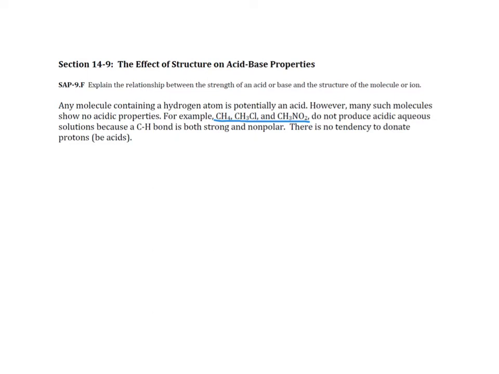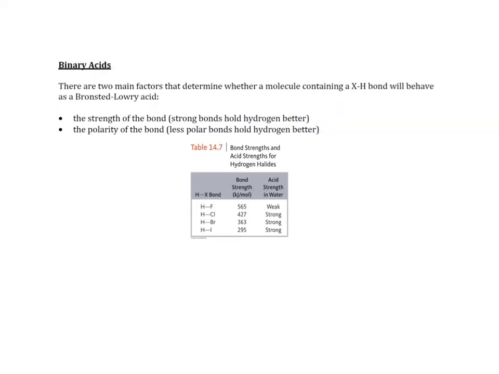The carbon-hydrogen bonds are strong, so it's hard to break off a hydrogen ion or proton. So when we're looking at hydrogen bonded to some atom X, there's basically two things that we want to take a look at to decide if we have an acid. We're going to look at the strength of the bond between the hydrogen and that atom. So strong bonds will hang on to the hydrogen and won't be proton donors. And then we'll look at the polarity of the bond. Less polar bonds will hold on to the hydrogen better and won't tend to dissociate in water.